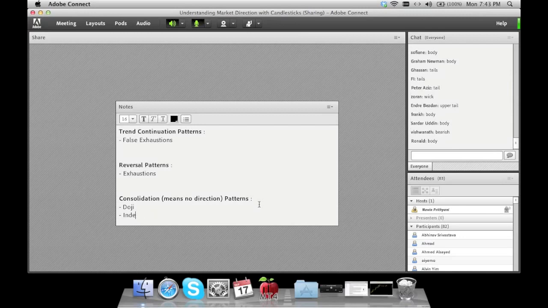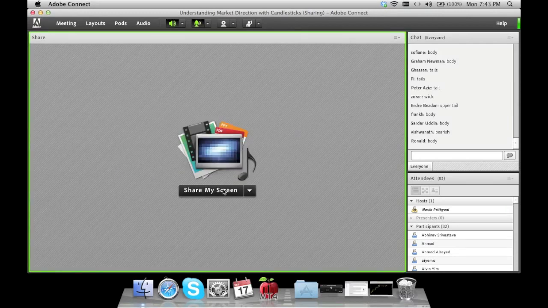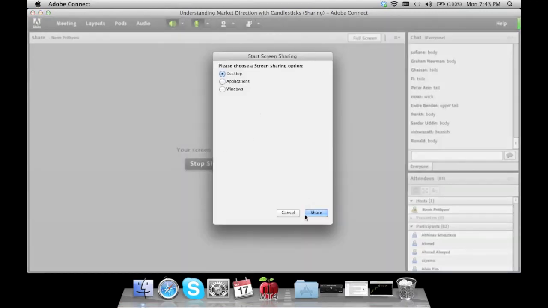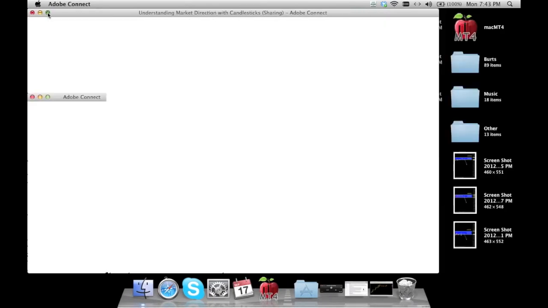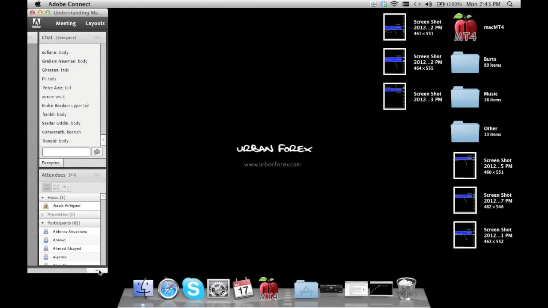Am I spelling this wrong? Indecision. So we'll get into these. I'm going to put this on the side, and let's get back to the screen sharing. At any point if my screen freezes, do let me know.